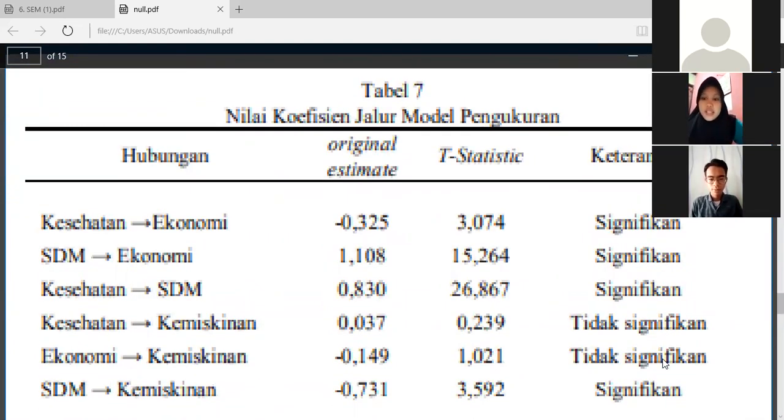Table 7, so the economy has a negative effect with a path coefficient of 0.35 and significant at p less than 0.05. The t-statistic value is greater than the t-table 1.64 and 1.96.